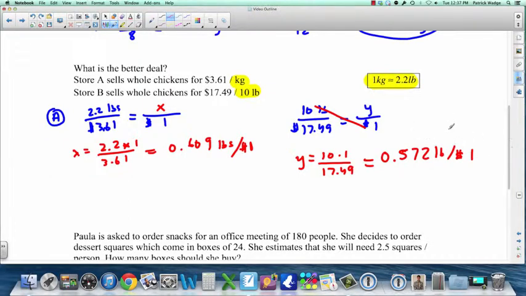So which one's the better buy? In each case you're paying $1. In this one you're getting 0.609 pounds, and this one you're getting 0.572 pounds. Which one's a better deal? This is a better deal. You're getting more chicken in this case for the same price.